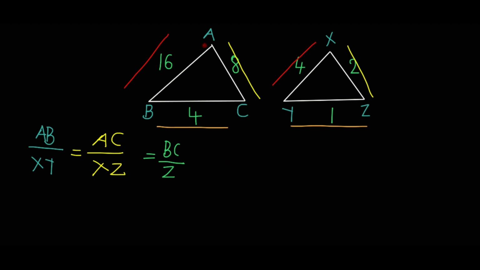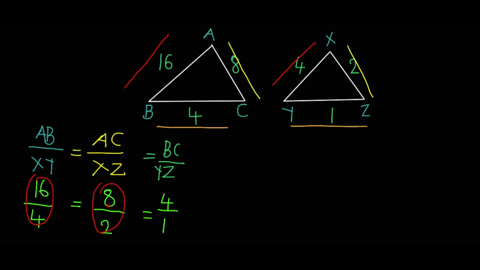Let's check whether they are equal. AB is 16, and XY is 4, and AC is 8, and XZ is 2, and BC is 4, and YZ is 1. So if these ratios are equal, indeed these triangles are similar. 16 divided by 4 is 4, 8 divided by 2 is 4, 4 divided by 1 is 4. So these triangles are similar.